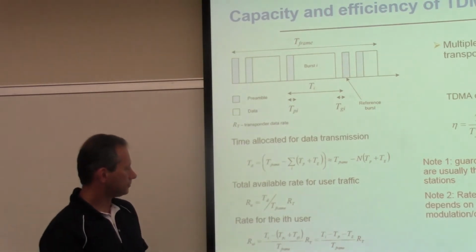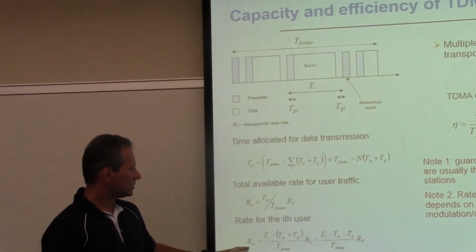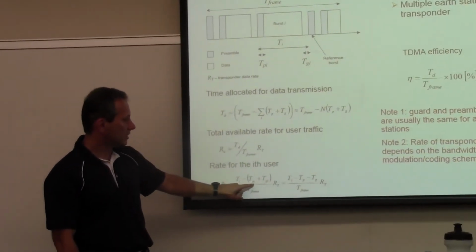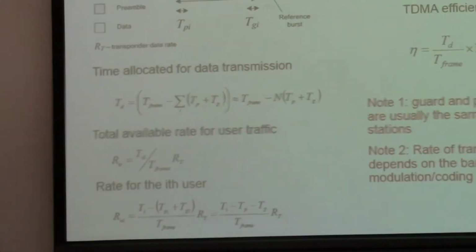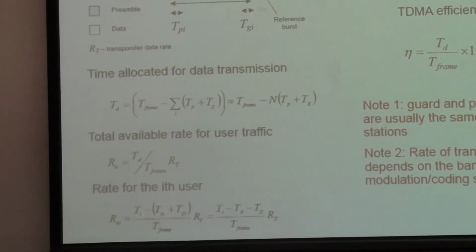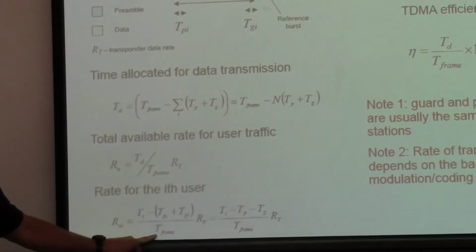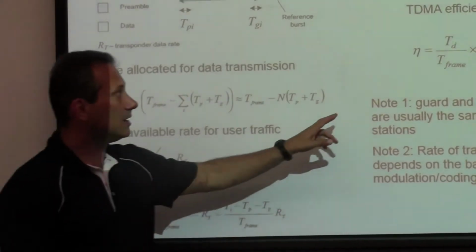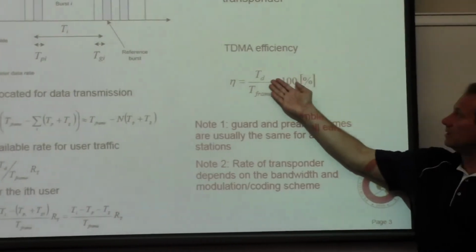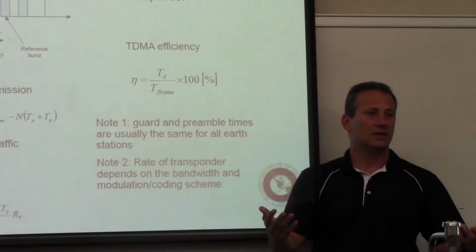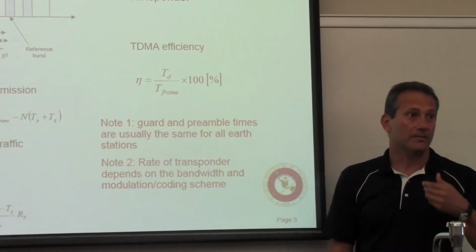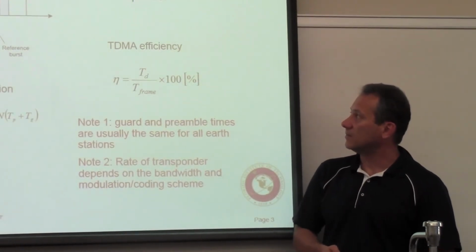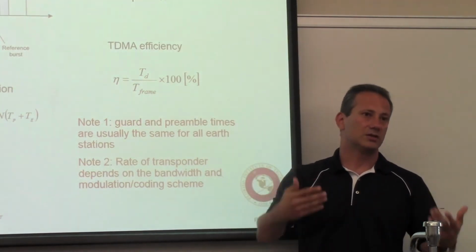And if you want the rate for an individual user, then it's the time allocated to the individual user minus its preamble and its guard time, times the total rate divided by the frame. So this is the portion of the time that you're communicating to a given user, and they claim a specific portion of the total rate. The TDMA efficiency is defined as the ratio of the time that you're sending the actual user data divided by the total time that is allocated to a given frame. What percentage of the frame are you actually sending data?